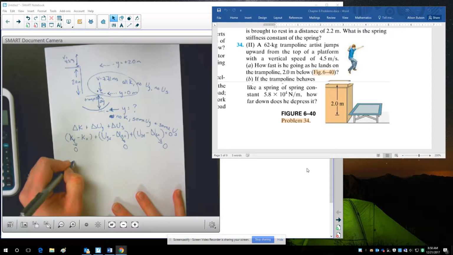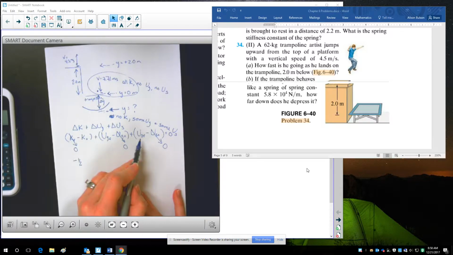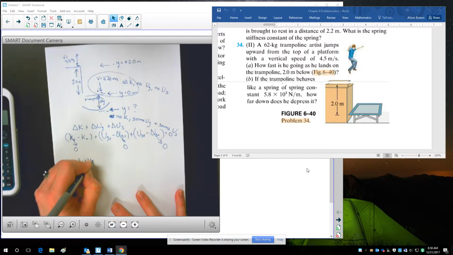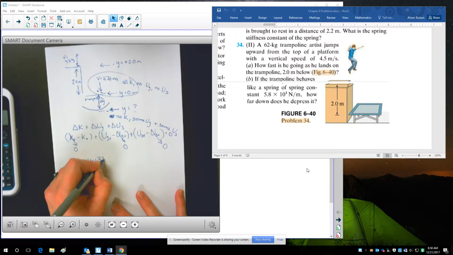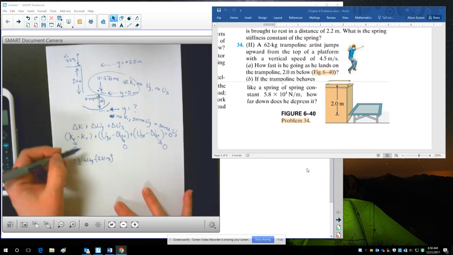And now I add what I know. So half times his mass. Now this time the mass won't cancel out. I have a half mass times speed squared here. I have a mass times g times height here. But I have a half kx squared here, so there's not a mass in every term. So I can't be quite as lazy as before. 62 kilograms is his mass, and his landing speed on the trampoline is 7.71. And I may need to drop the units just to fit these terms on the page.